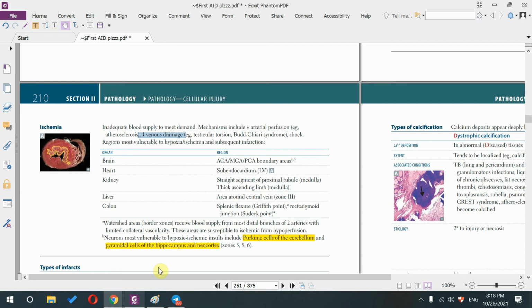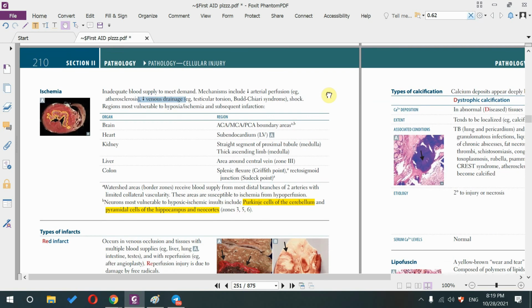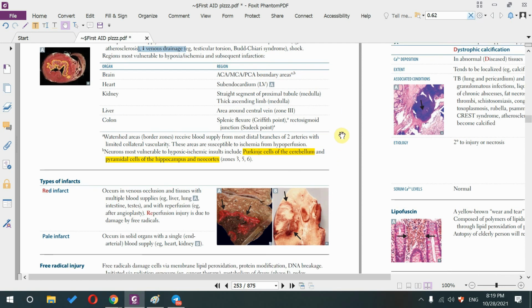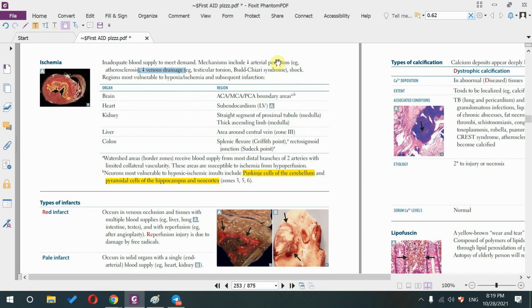So the next, here we have decreased venous drainage: testicular torsion, Budd-Chiari syndrome. Also, ischemia can be due to shock. Shock is a simple way of telling you hypotension. There are a lot of causes of shock. We have cardiogenic, anaphylactic, distributive, neurogenic. We'll speak about all of them when we reach them. But mainly, the main idea is decreased blood pressure, which leads to decreased perfusion, which leads to ischemia.